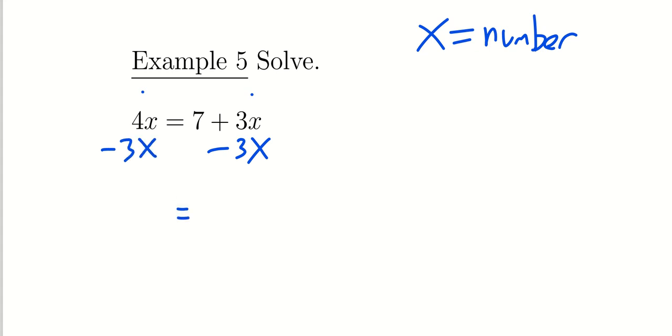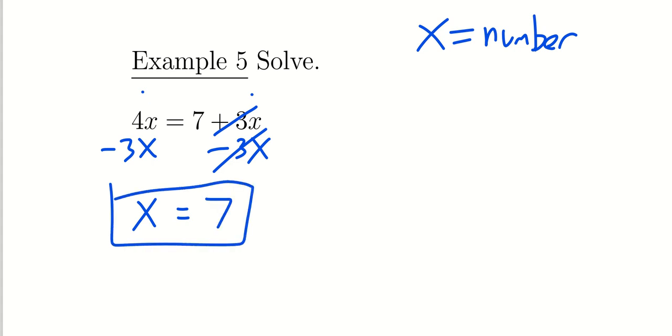On the left-hand side, 4x's take away 3x's will leave us with 1x, which is just x. And on the right-hand side, the positive 3x and the negative 3x cancel, and we're left with just x equals 7. And as a result of that, that actually gives us our answer, x equals 7.